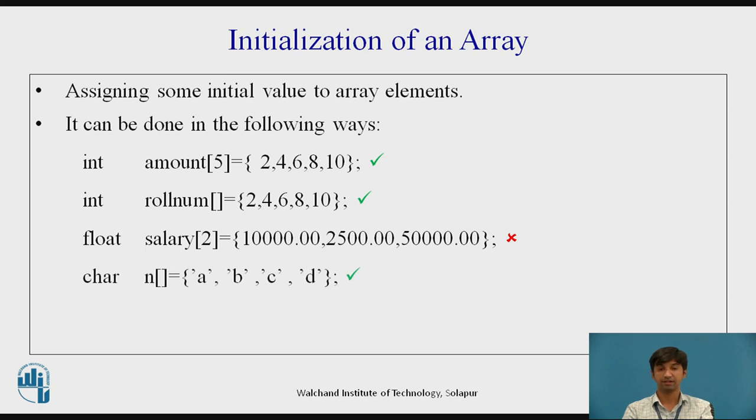char n[] with an empty value in the square brackets is equal to {a, b, c, d}, where a, b, c, d are all character type constants. It's a character array. It's also called a string.